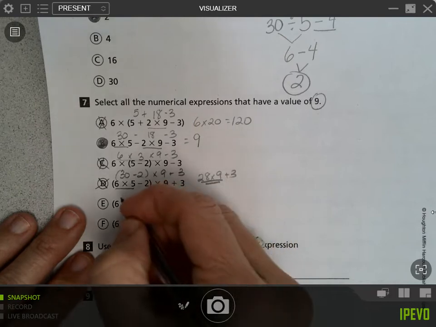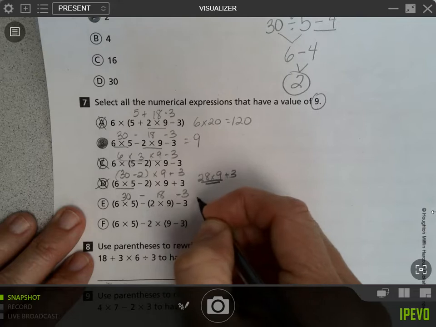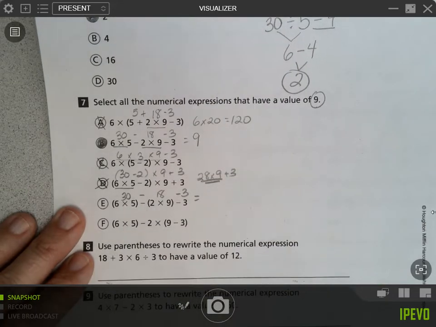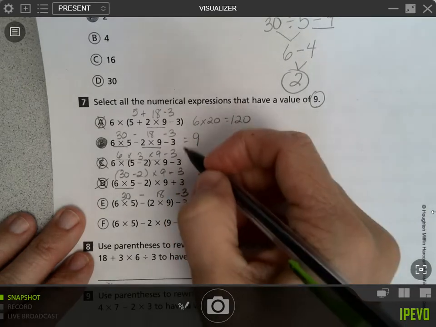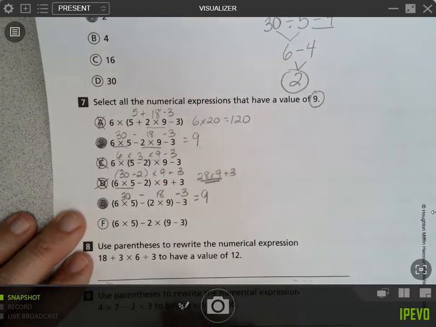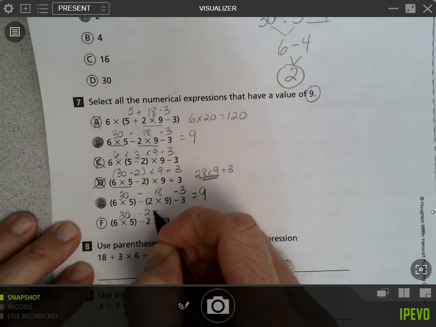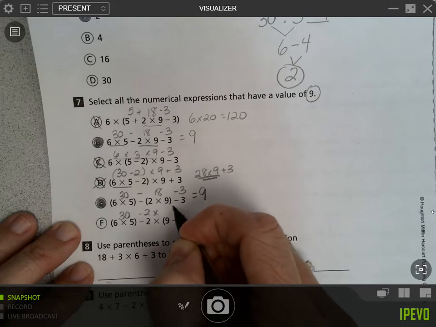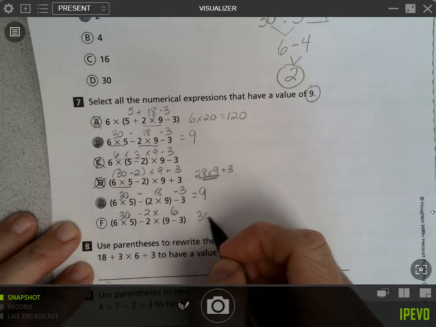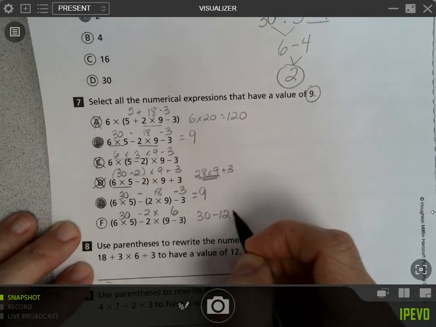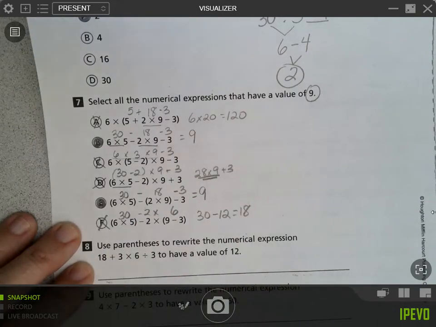Letter E, 6 times 5 is 30, minus 2 times 9 is 18, minus 3. 30 minus 18 is 12, minus 3 equals 9. I was looking back at letter B. Those were very similar. And then in the letter F, we have 30 minus 2 times 6. 30 minus, I have to do 2 times 6 first. So that would be 30 minus 12, and that's going to equal 18. So only letter B and E, it looks like there.